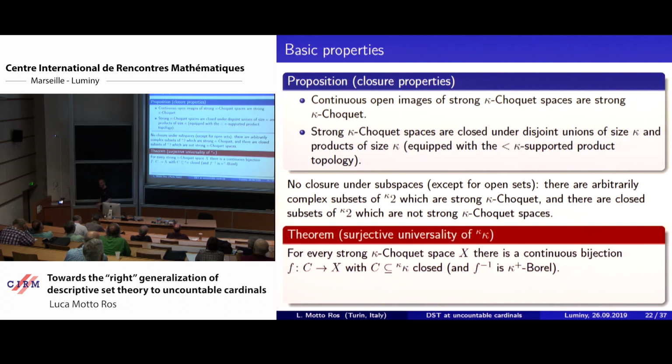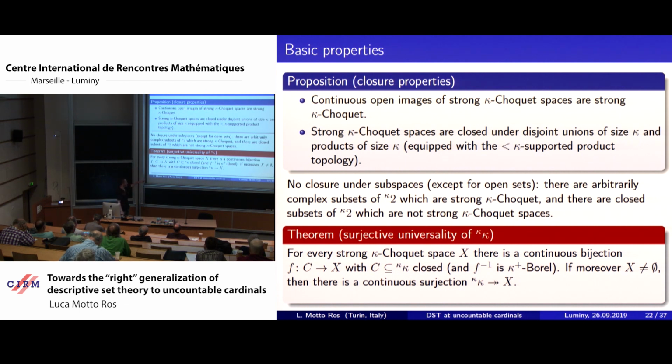But you keep all the other results, well, some of the other results. So any strong kappa Choquet space is still a continuous image of a closed set of the Baire space, and the image is Borel. You can still prove that there is a surjection, but now you need a different proof because you don't have retraction, so this must be proved separately. It's the second theorem, okay, proved from scratch. And then you have also the same situation for Borel sets. So you recover all the results, maybe with different proofs.